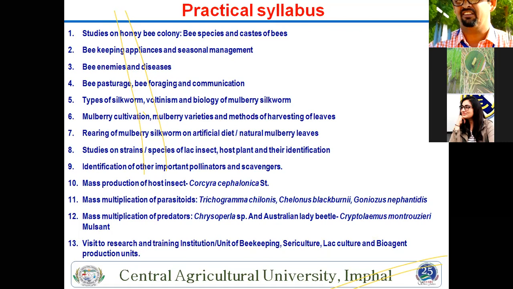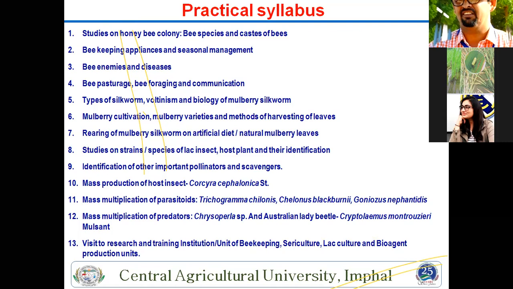Then type of silk and multiple mulberry cultivation. Then seventh is rearing of mulberry. Then study of strain and species of lac insect, host plant and their identification, and identification of other important pollinators and scavengers. Then mass production of host insect like Corcyra cephalonica.